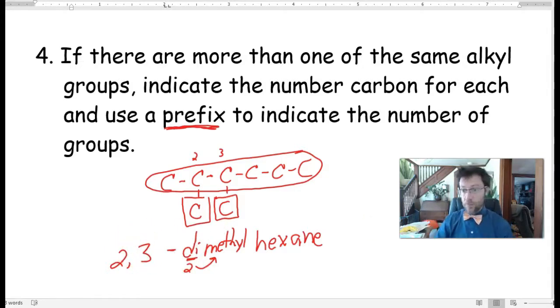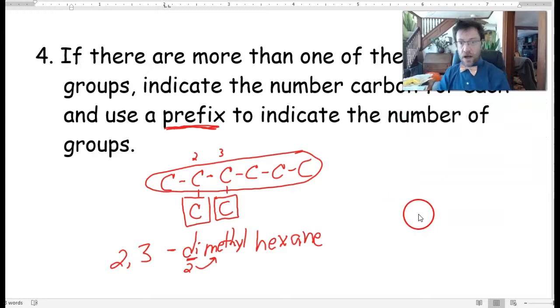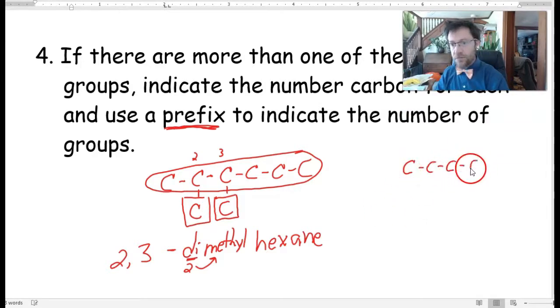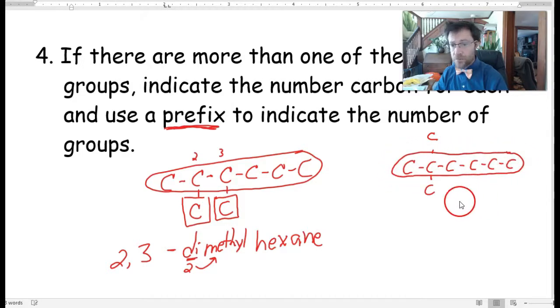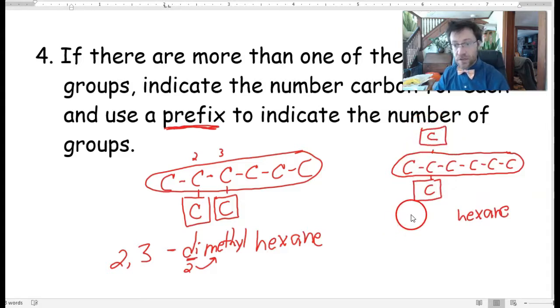Here is another example. I'm going to move this up here so I can do this. If I had this other one, 1, 2, 3, 4, 5, 6. Now what if they're on the same carbon though? Same deal. That's my root. My root is still going to be hexane. Here are my branches. I have 2 methyl groups, so it'll be dimethyl.